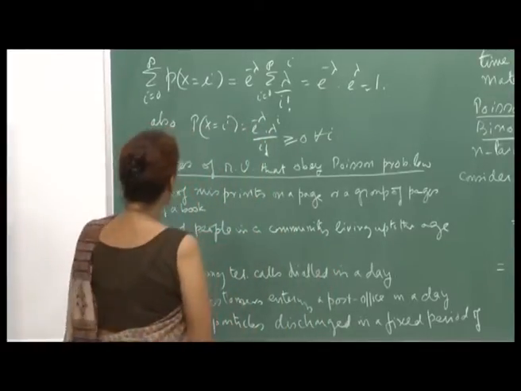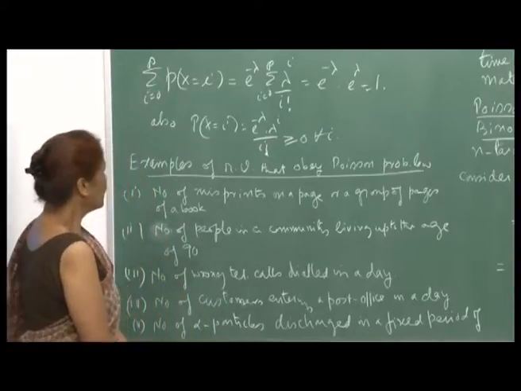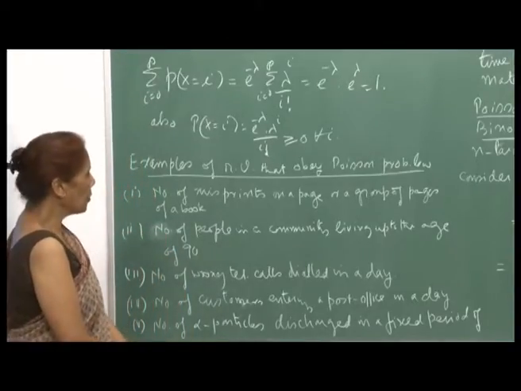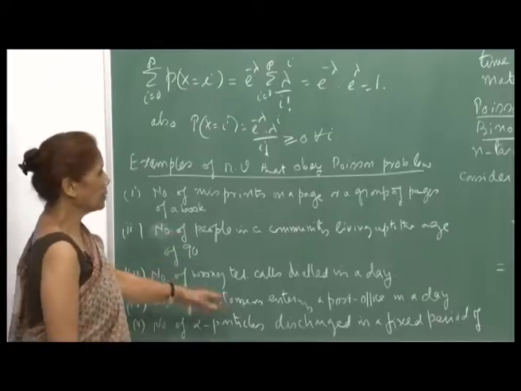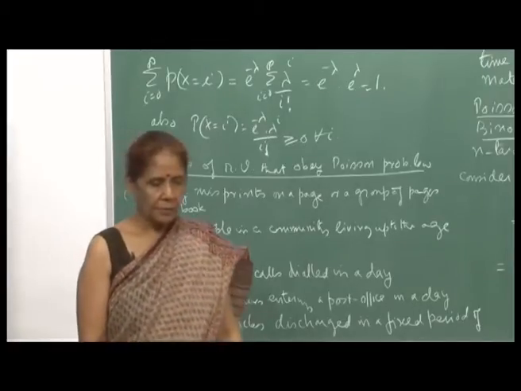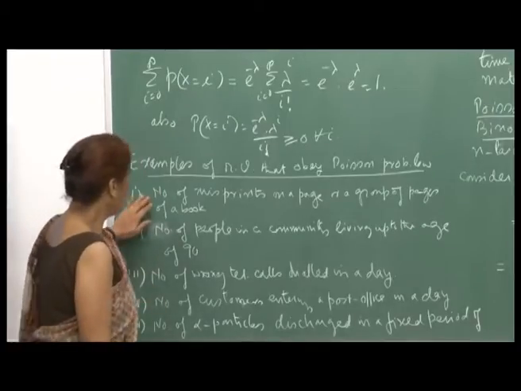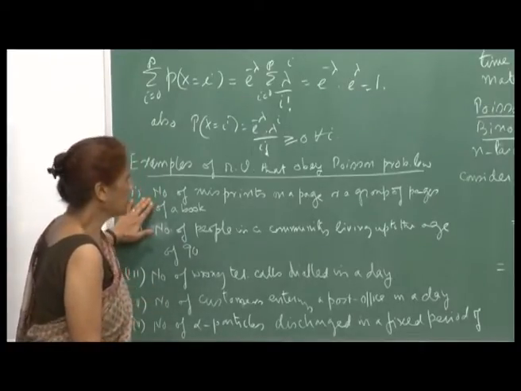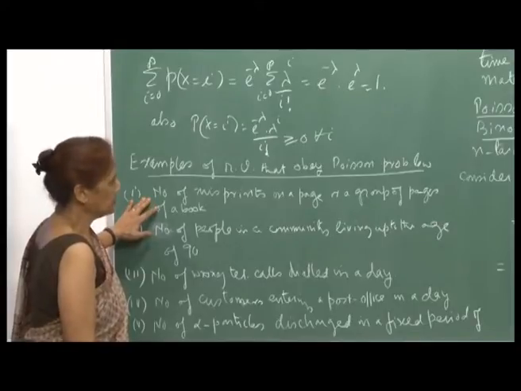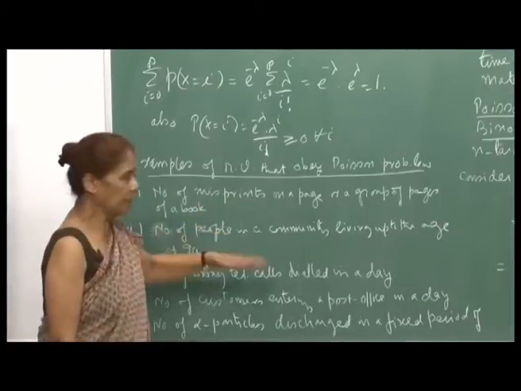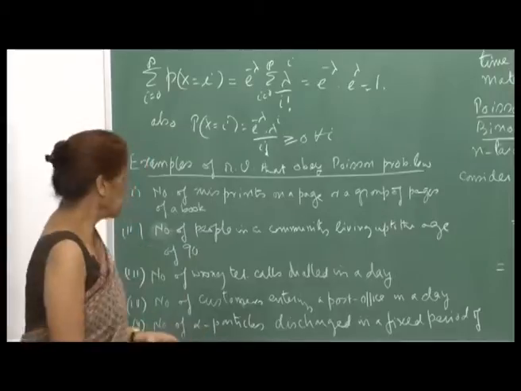Okay. Examples of random variables that obey the Poisson probability law: I am just writing down some situations to give you a better feeling for this particular random variable. For example, the number of misprints on a page or a group of pages of a book, which we believe is a random phenomenon. Okay.